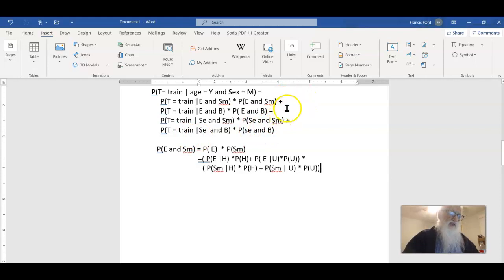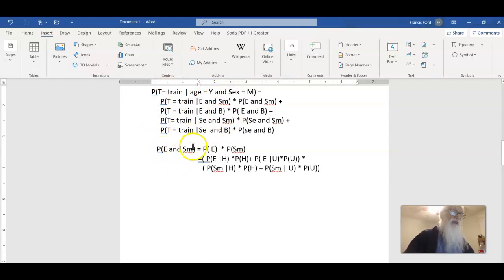This is the total law of probability that I showed you in the last of the videos. I took the 4 possible cases and then the probability of train in each of those cases. Now it gets a little worse. Now I have to compute the probability of E and SM and then the probability of E and B, and so on. Remember, I have these four. Those are the conditional probabilities.